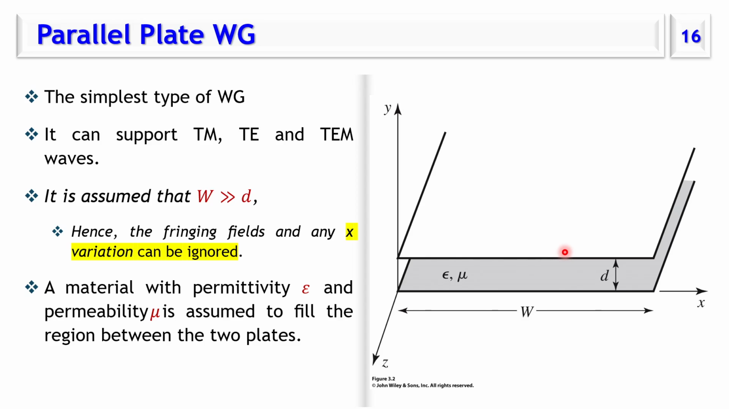So if this one has V naught and this has 0, there will be some electric fields going from one conductor to the other, similar to the electric field in a capacitor.